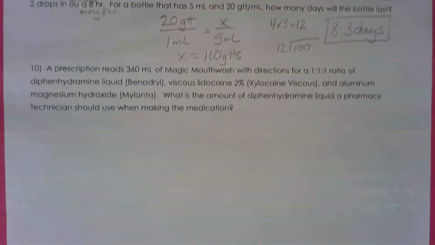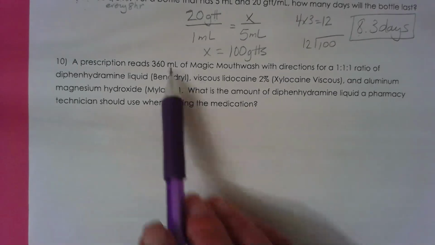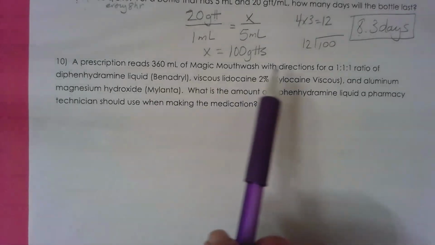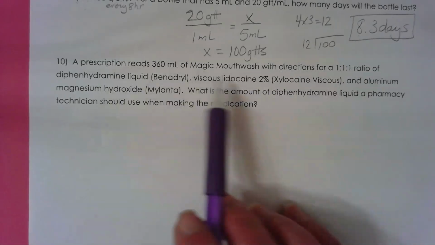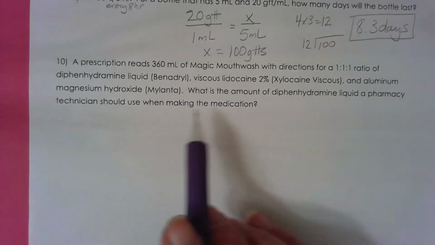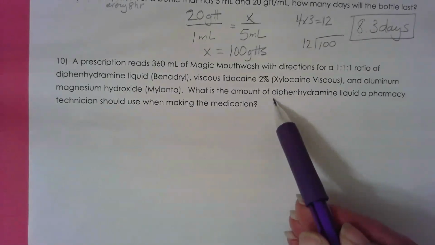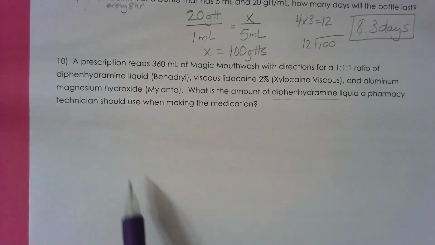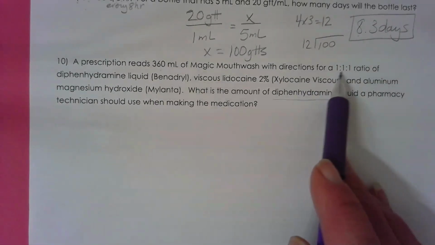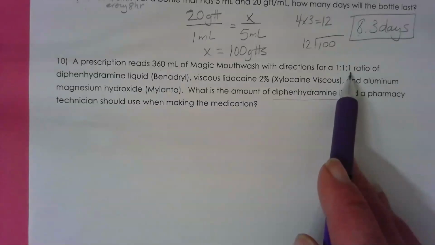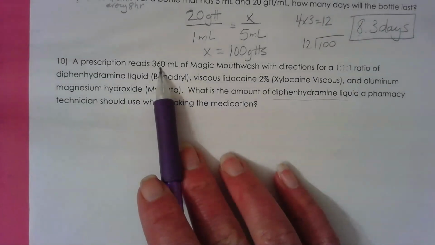Okay, and then the last one, number 10. Prescription reads 360 milliliters of magic mouthwash. You have a 1-to-1-to-1 ratio of all 3 of these things. So it's only asking for the amount of diphenhydramine. If you know that you need 360 and they all have an equal ratio, 1-to-1-to-1, then you're just going to divide 360 by 3.